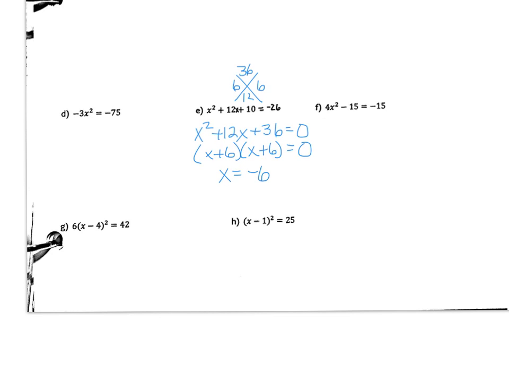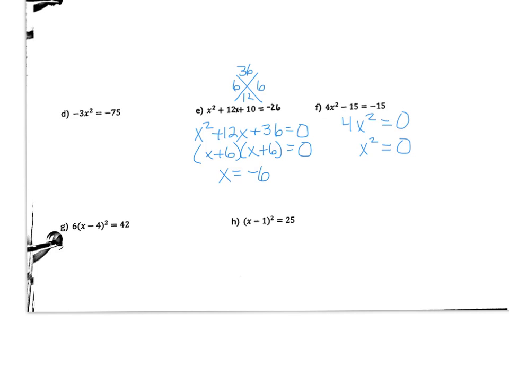This one here has something squared and then just constants, so we can use the new method, the square root method. So let's add 15 to both sides. So if we add 15 to both sides, we'll get 4x squared equals, if I add 15, that'd be 0. Now divide both sides by 4. Divide both sides by 4, that'll still be 0.